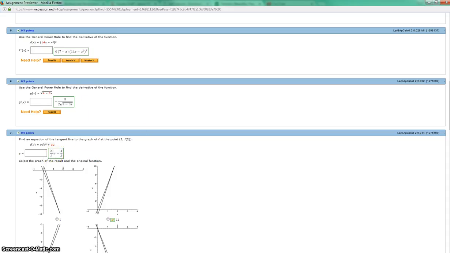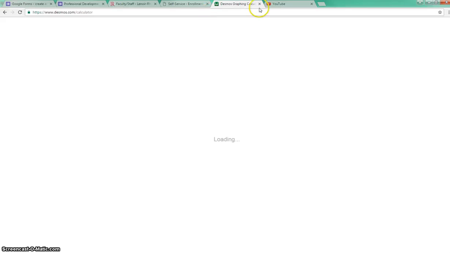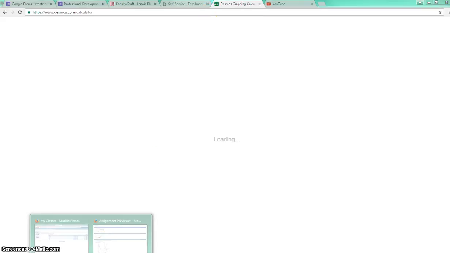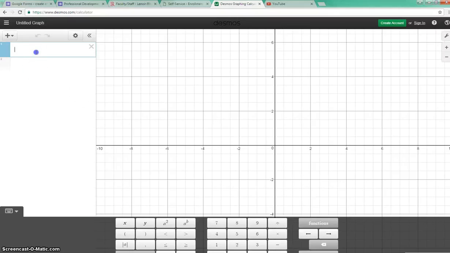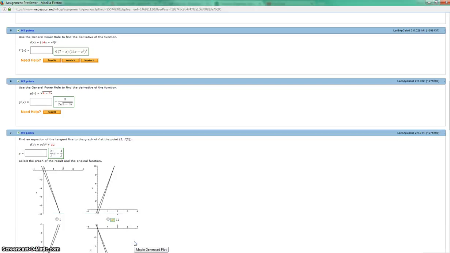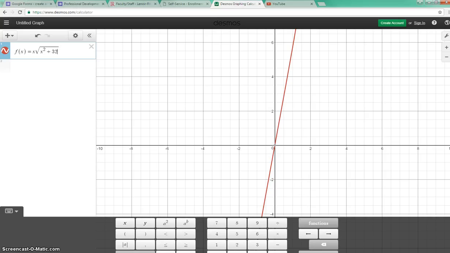And so there's some Desmos things that you can do, because on Desmos, if we have this equation, x times the square root of x squared plus 32. Let's see if I can type that in right. X times the square root of x squared plus 32. Make sure I got that right. Sweet. And so here's my picture.